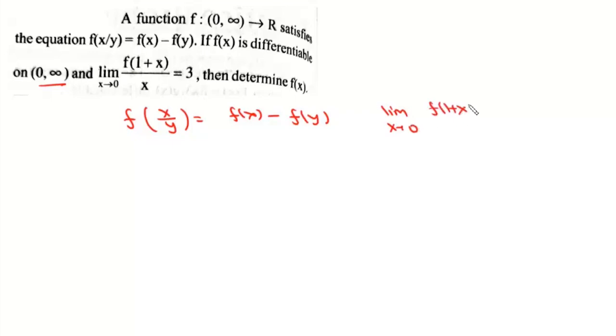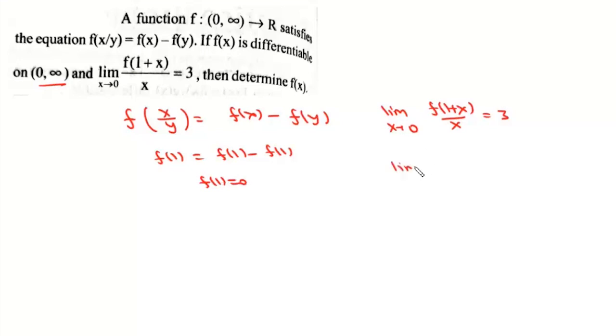Now the question is, a function is defined as f(x/y) = f(x) − f(y). And if f is differentiable on (0, infinity), and this limit, x tends to 0, (f(1 + x))/x, is equal to 3, then determine the value of f(x). Now if we put x and y as both 1, we'll get f(1) equals f(1) minus f(1). That means the value of f(1) must be 0.